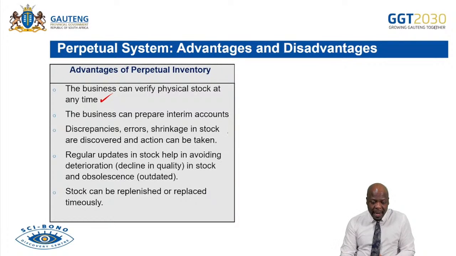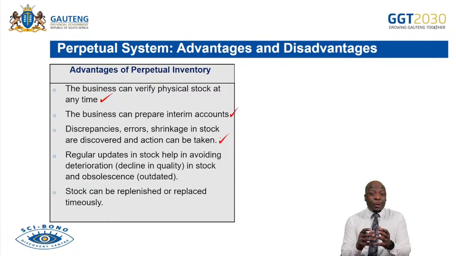The business can prepare interim accounts. That is, before we get to the end of the financial year, we can still prepare some interim accounts because we have our stock levels readily available. Discrepancies, errors, shrinkage in stock are discovered and action can be taken. It is easy to identify and detect any errors or shrinkage in stock, and therefore corrective action can be taken before we even get to the end of the financial year.